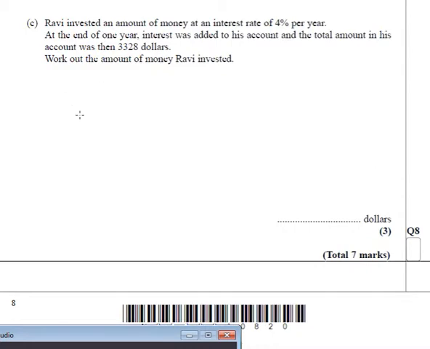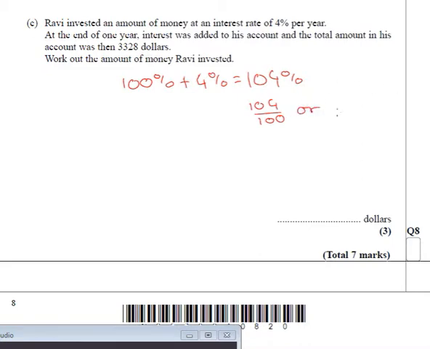So because it's already been added, the 3,328 is the whole amount. It's not just the 4%. So to add 4% onto an account, if you had 100%, you've added on 4%, that gives you 104%. So 104% of the original amount is 3,328. This can be written as 104 over 100, or if you prefer decimals, 1.04. So either one, it doesn't matter how you work.